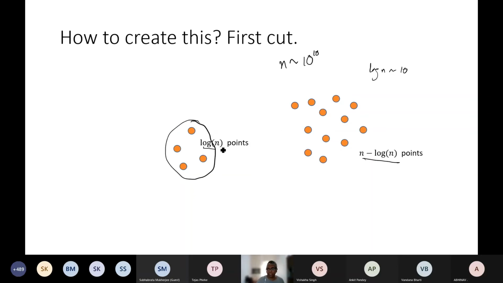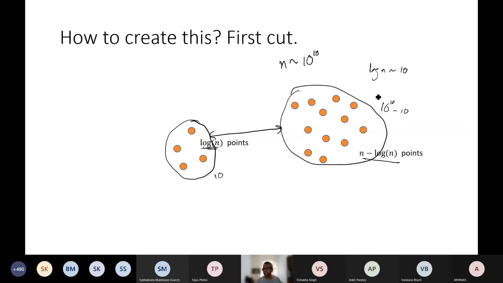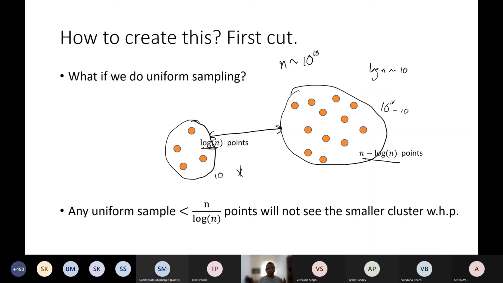these points create a cluster which is very far off from this cluster. However, the number of points out here is very small. And so if you do uniform sampling, here there is 10 to the 10 minus 10 points, and here there is 10 points. Unless you choose something of the order of 10 to the 10 points, you won't see a point from here at all. You won't basically see any point from the second cluster, because the second cluster is very small, although it might actually be very far off from the rest of the data. So uniform sampling does not really work out here.